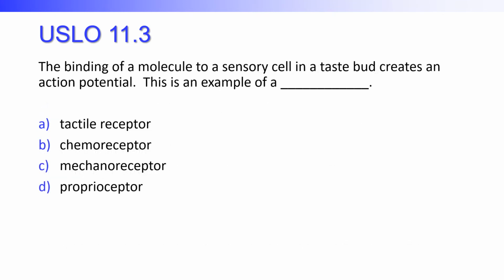The binding of a molecule to a sensory cell in a taste bud creates an action potential. This is an example of a tactile receptor, chemoreceptor, mechanoreceptor, proprioreceptor. Hopefully you said chemoreceptor. Yeah, taste is based upon chemoreception.